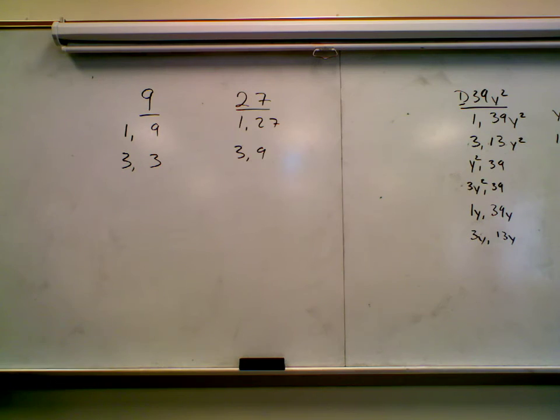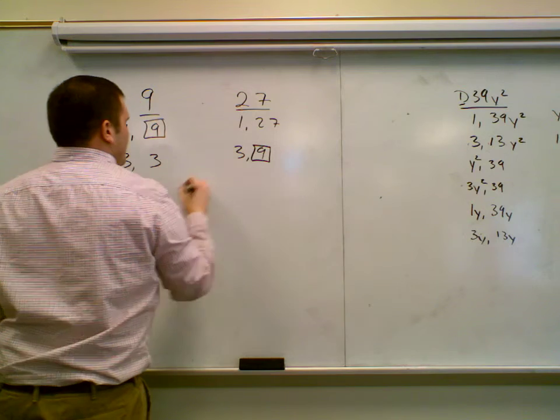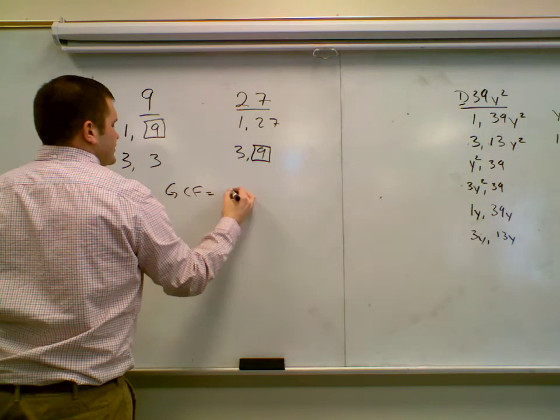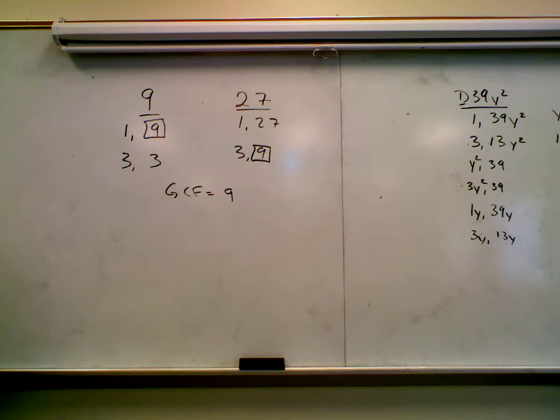No, 28 is 7 and 4. Oh, that was 7 and 3. Oh, no, nope, that's 21. Okay, so that's all of them, right? So we're looking for the biggest number that's in both lists. Okay, good. 9 is the biggest number in both lists. So that means the greatest common factor here is 9. Does that make sense, guys?